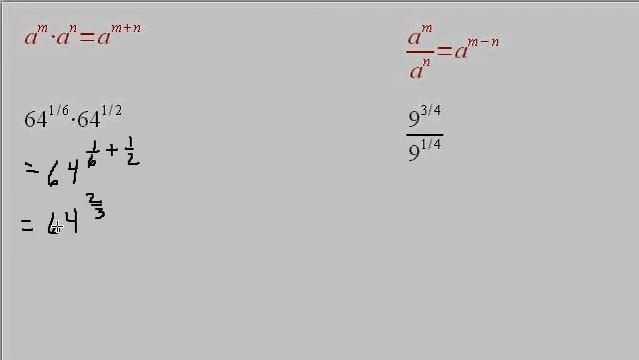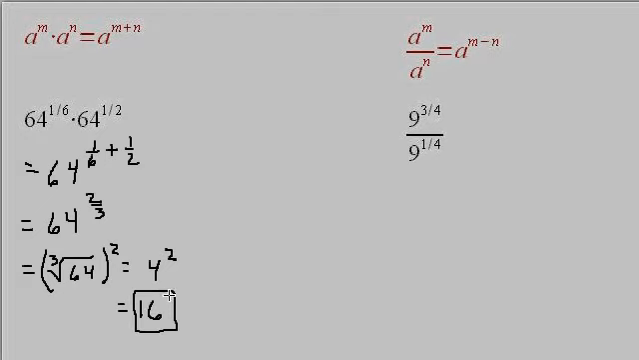Now let's simplify it, and we're going to simplify it just like we did in the first video. So this is going to be the cube root of 64, and that's squared. So that's going to be the cube root of 64 is 4 squared, which equals 16. And there's our answer.